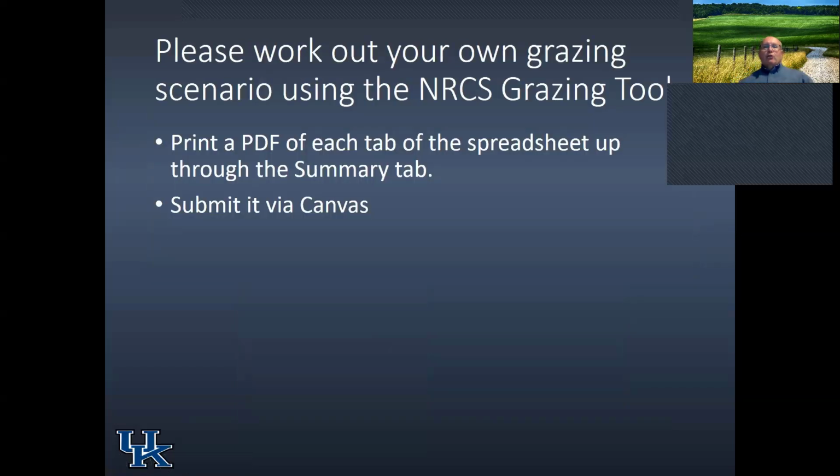So please work out your own grazing scenario using the NRCS grazing tool, and I will provide that link to you, or that spreadsheet as a file in Canvas. Print a PDF of each tab of the spreadsheet up through the summary tab and submit all of those via Canvas, and also submit, if you don't mind, your feedback and your comments on the model itself, questions or things that aren't making sense to the model.